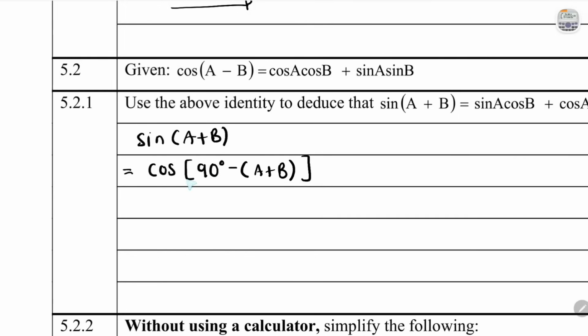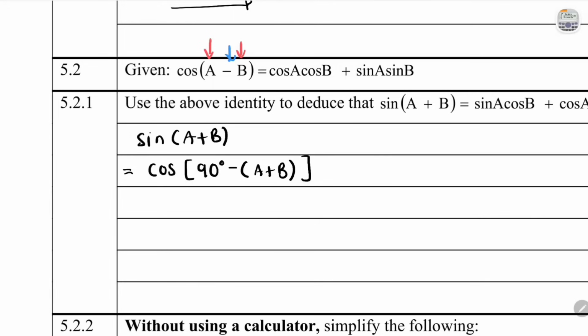This follows the same idea that sine theta is equal to cos(90 degrees minus theta). Great, so now it says cos, and we'll be able to expand this if we have cos of a first angle minus a second angle. Here's the thing: we have 90 degrees and then we have A plus B. A plus B cannot serve as our second angle right now, because if not, we will not be able to simplify it further.